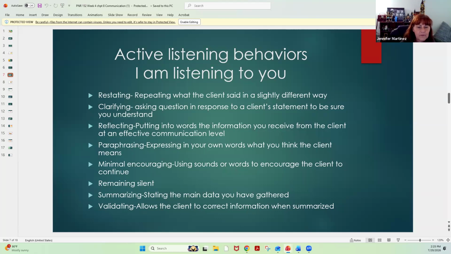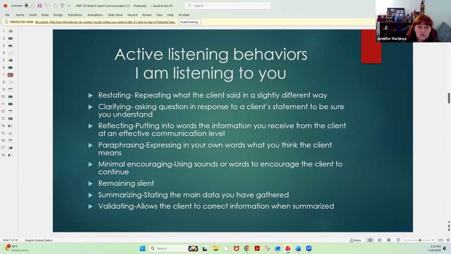But when we are working with our clients, we need to try to focus our full attention on our clients. And so some of the things that we can do are these active listening behaviors. These active listening behaviors kind of say, hey, I'm listening to you. These are in your textbook, and I am going to use the examples from the textbook because it's just easier to use those examples.